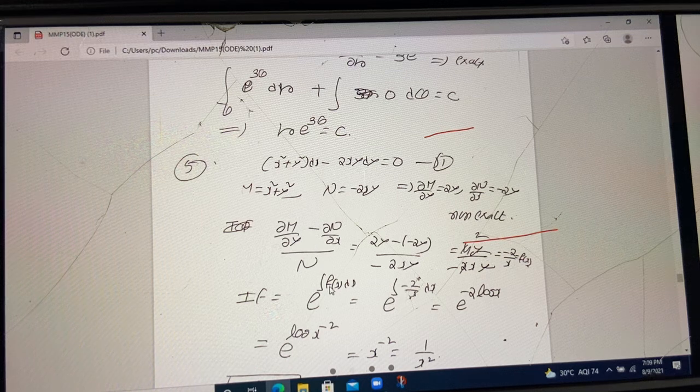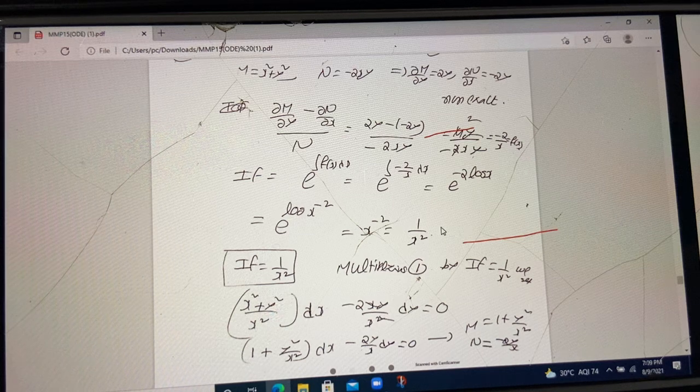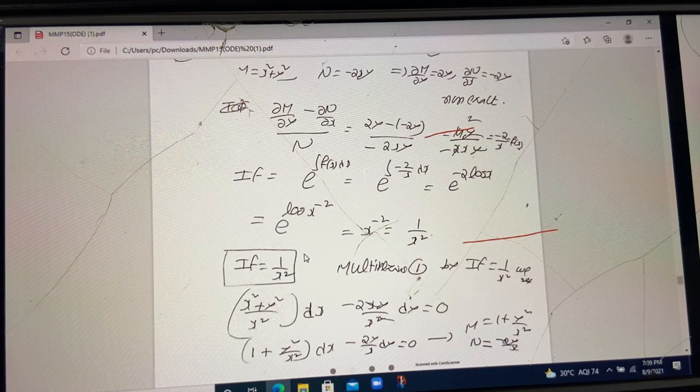So the integrating factor is e power integral of f(x) dx, the integral of -2 by x dx, that is -2 log x, e power log x power -2. E and log are opposite operators, so you get x power -2, that is 1 by x². This is the required integrating factor. If you are asked to find the integrating factor, you stop here itself. But suppose you are asked to find the solution, then only you need to proceed further. If it is non-exact, generally 99% of the cases, you will be asked to write the integrating factor.